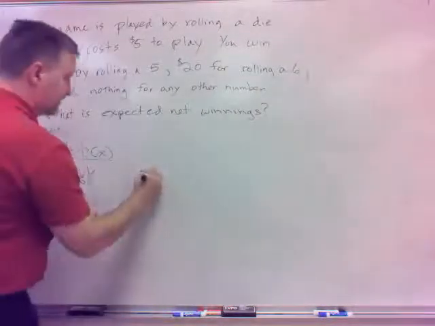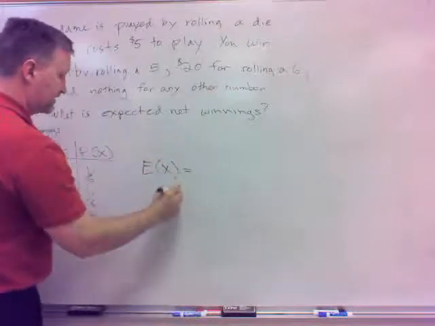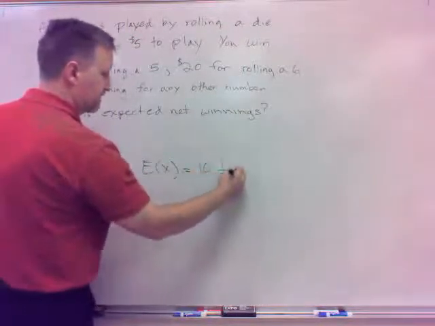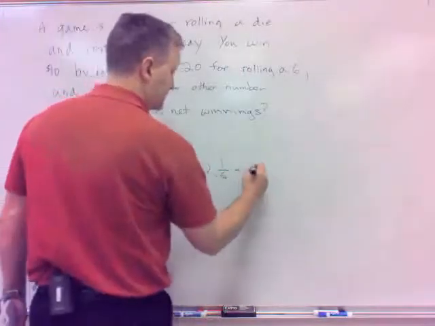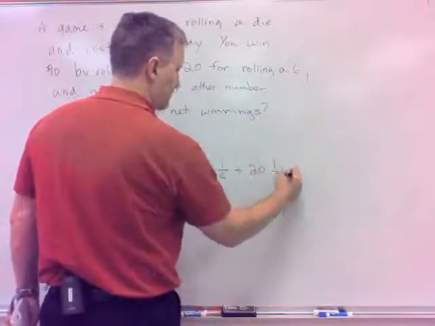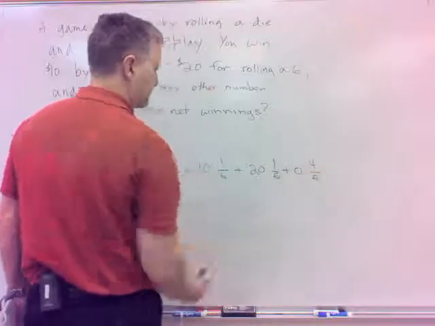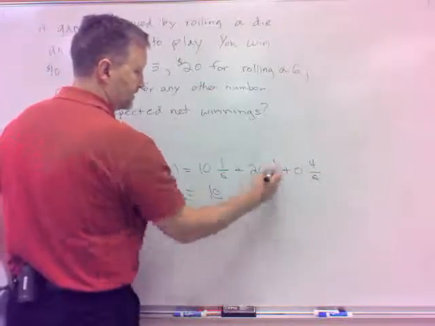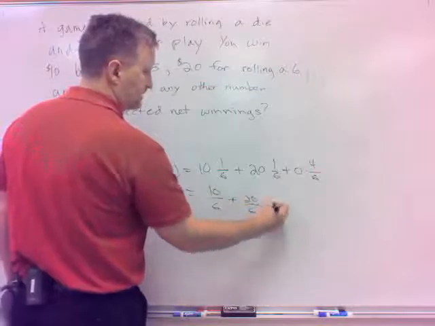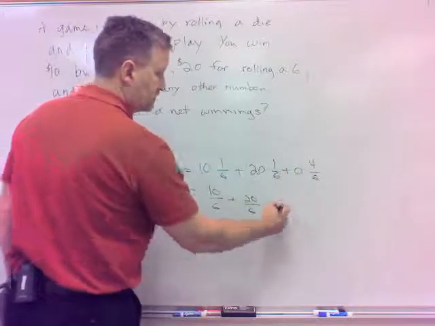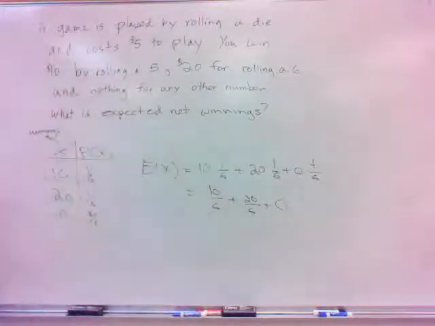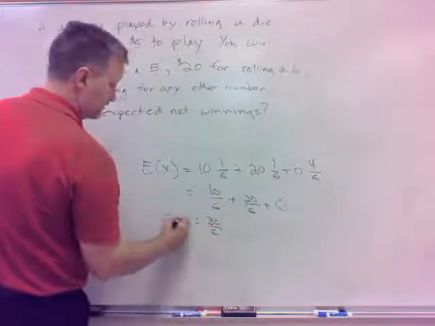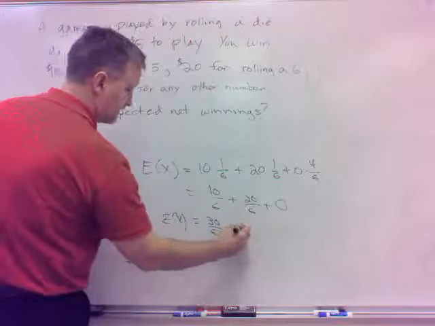All right. Now let's calculate our expected value. Expected value, you just take each x times p of x. So do 10 times 1/6, 20 times 1/6, and 0 times 4/6. 10 times 1/6 is 10/6. 20 times 1/6 is 20/6. 0 times anything is 0, isn't it? So this is 30 over 6. Expected value, that's 5.